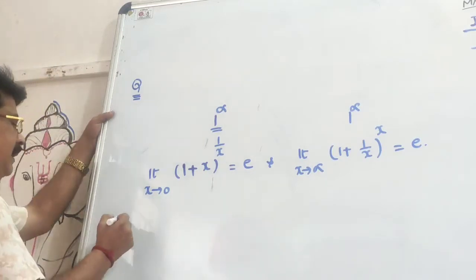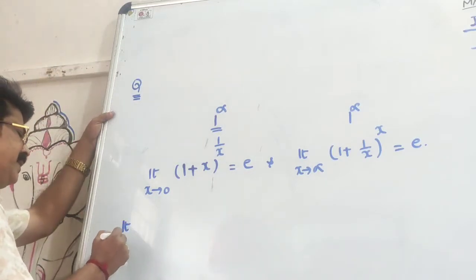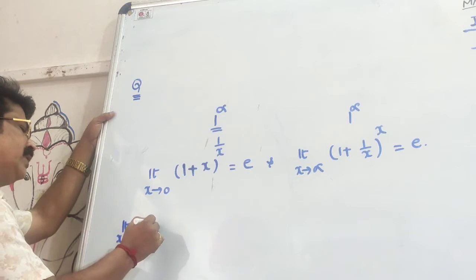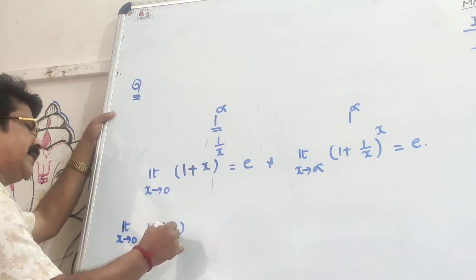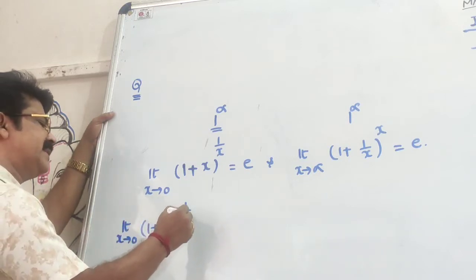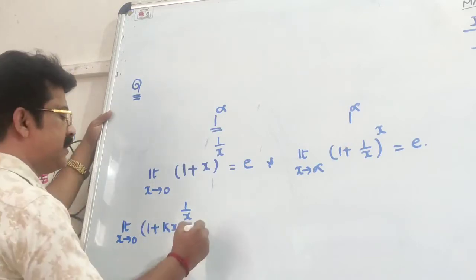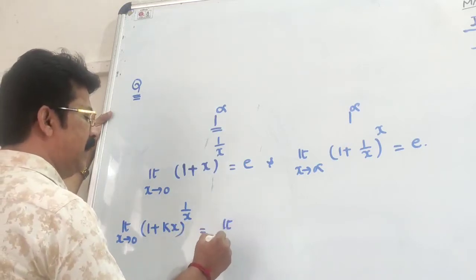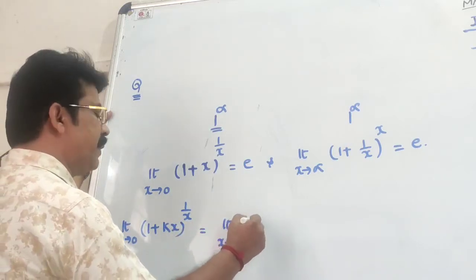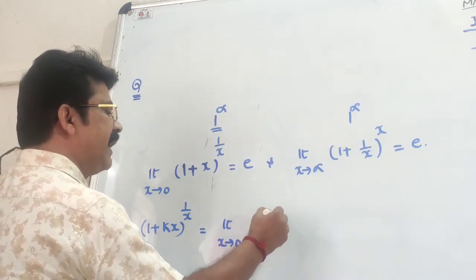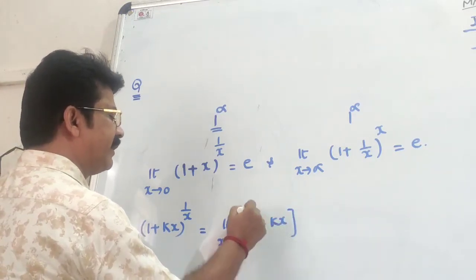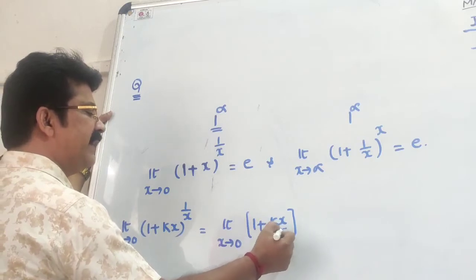Now, our question is, for example, limit x tends to 0, (1 + kx) whole to the power of 1 by x. Then, what are the steps? That is equal to limit x tends to 0, (1 + kx).